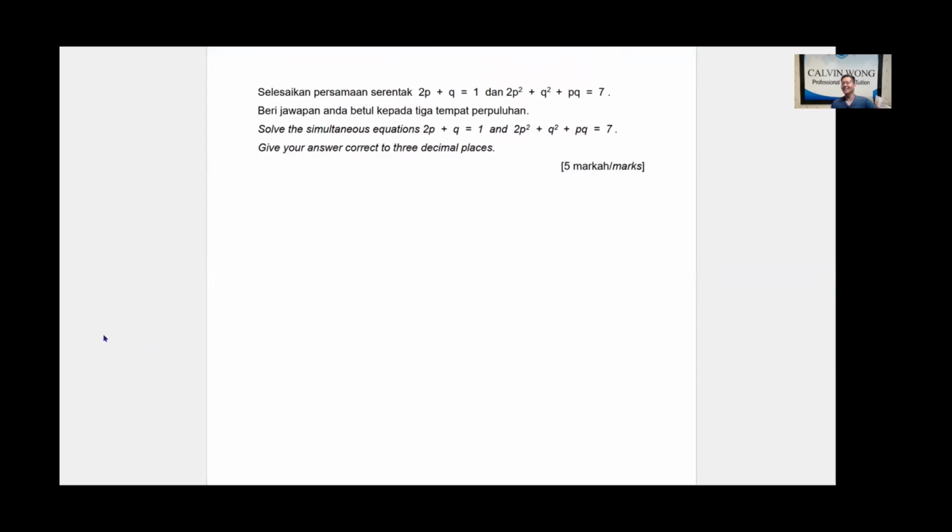So two types of questions. First type is two unknowns, P and Q. Of course, it will have two equations. They don't give you linear equations. They will give you a quadratic equation.